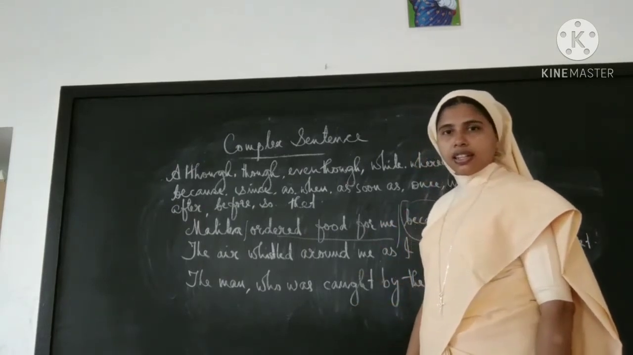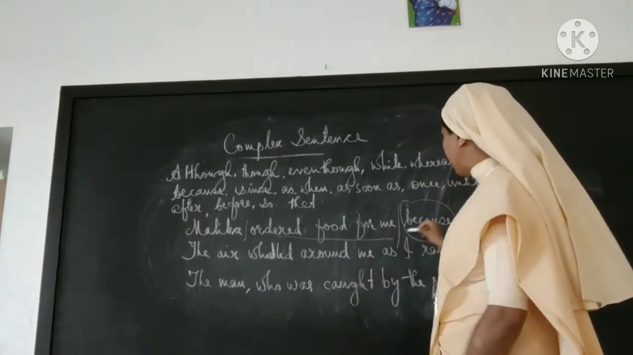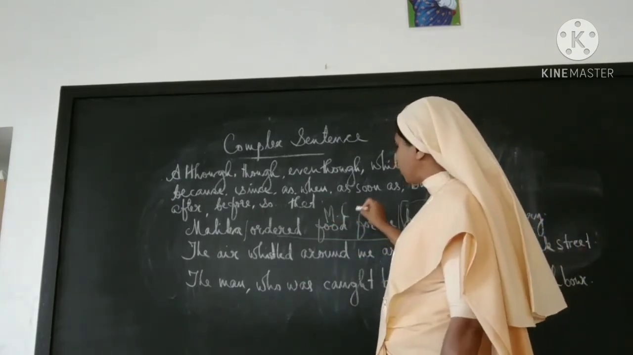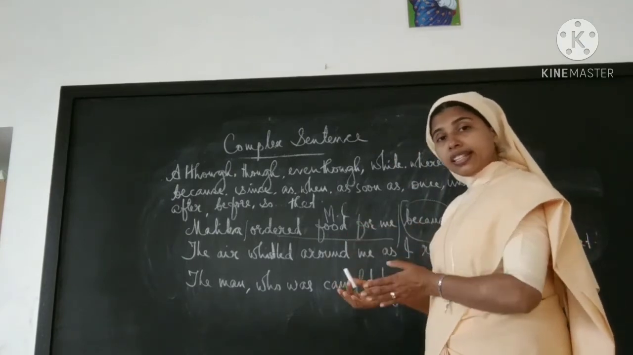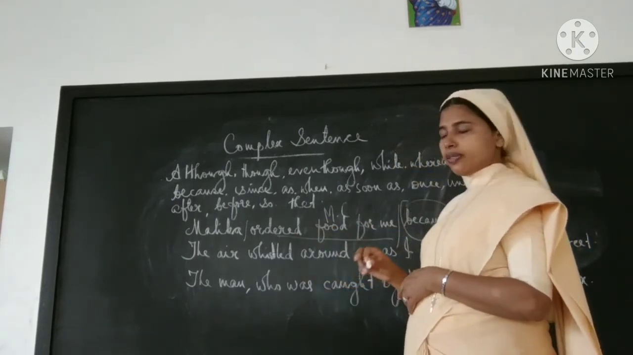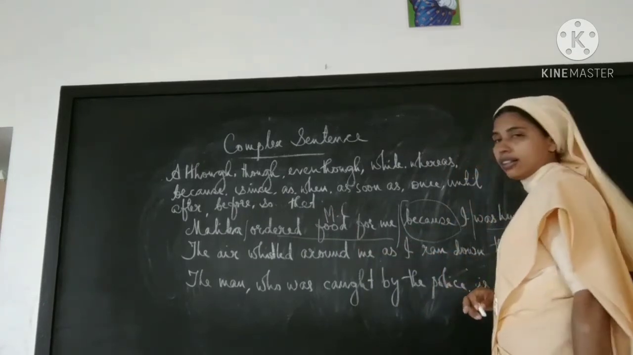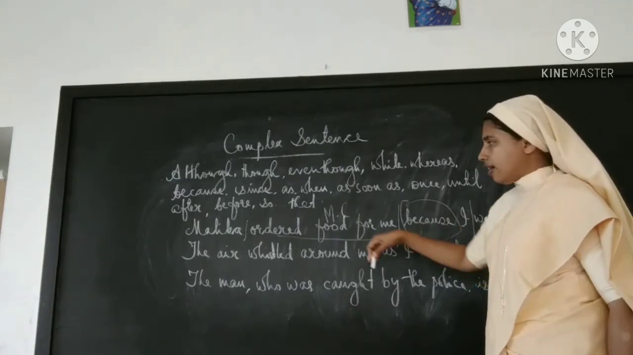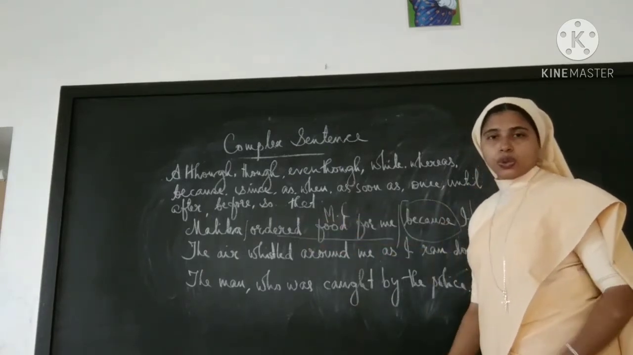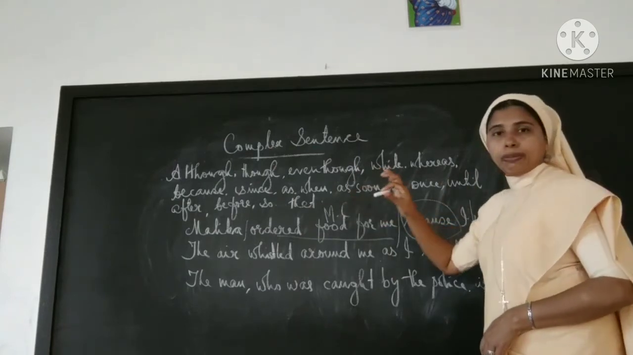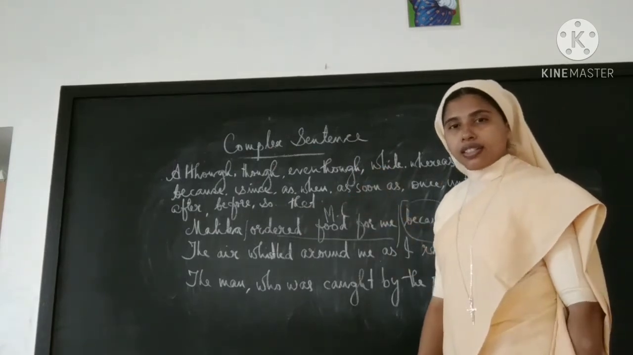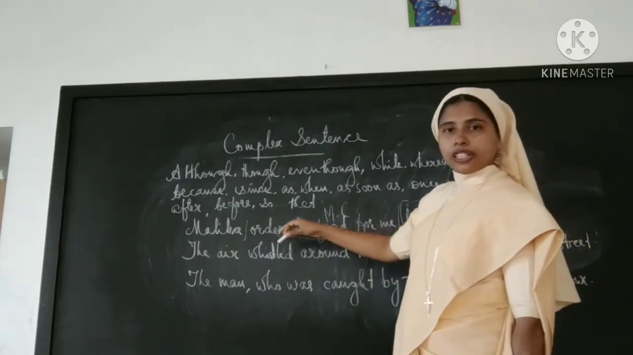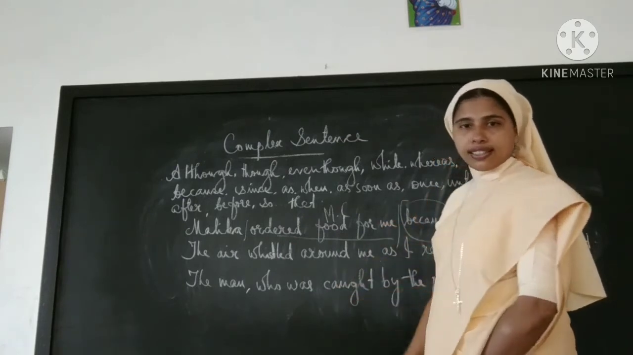Because is the conjunction. And this part, Malika ordered food for me, is the main clause or independent clause, because the sense is complete in that part. And here, because I was hungry, this clause doesn't have its existence unless it depends on the first part. So it always depends on the first part, or the main clause, in order to get sense. Otherwise, without the support of the main clause, it doesn't have its existence.